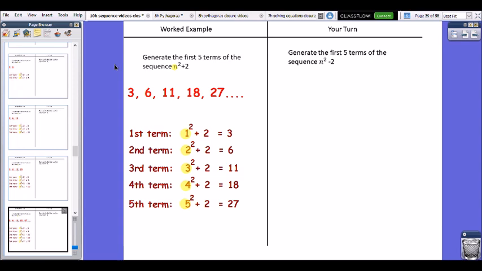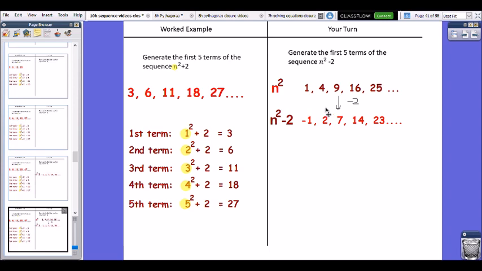Right? So, if you need to pause the video, please do that. And I want you to generate the first 5 terms of the sequence n squared minus 2. Okay, so your first 5 terms should have been negative 1, 2, 7, 14, and 23. And it's interesting actually, because we know the sequence n squared would be 1, 4, 9, 16 and 25, and when you think about it, the sequence n squared minus 2, which you've just found, it does fit that rule. It's just 2 less than our square numbers, so that's a shortcut that we could have used as well.